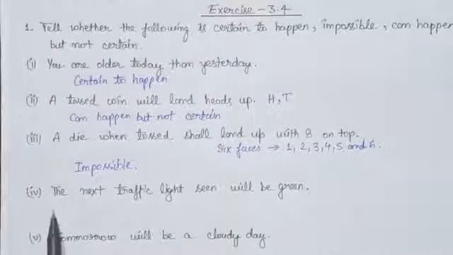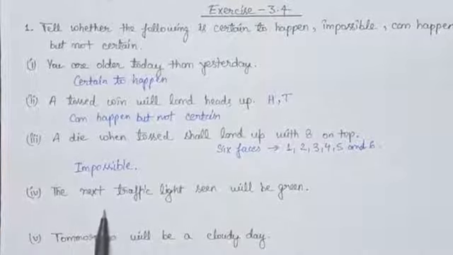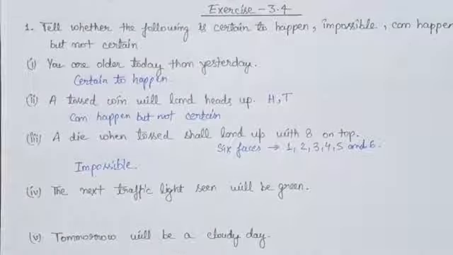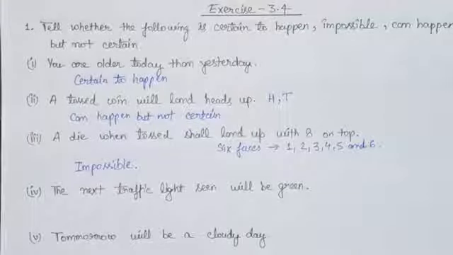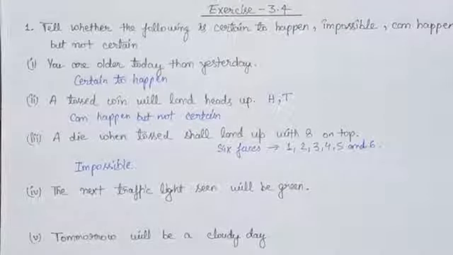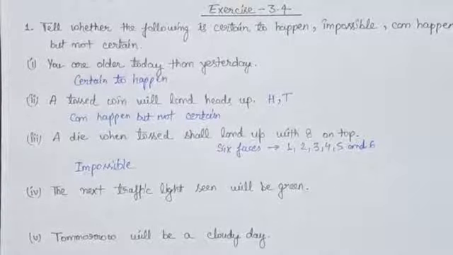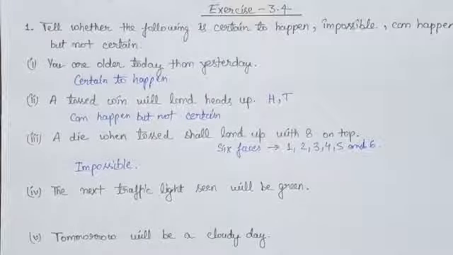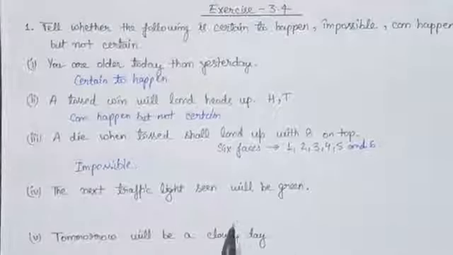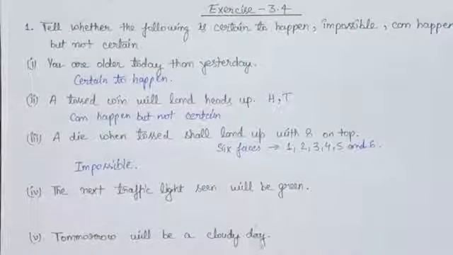Now let us see the next statement. The next traffic light seen will be green. So we are assuming that the next traffic light will be green. It might happen that the next traffic light will be red. So we cannot be certain that it will happen. So it is categorized as can happen but not certain.